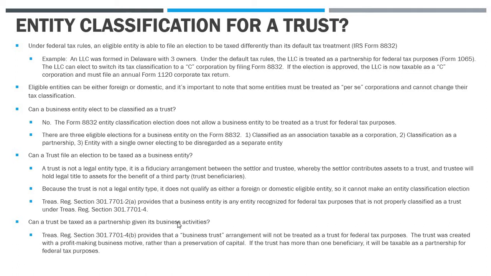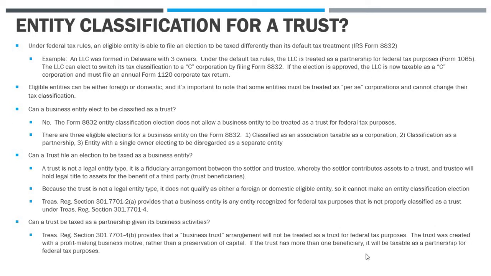Now, here's the one catch to all this. It is possible to have a trust that might be taxed as a business entity, but it can't necessarily elect that. So it's a bit of an odd kind of, I don't know if you want to call it a loophole. For example, with a partnership tax structure, if you have a business trust arrangement, Treasury Reg 301.7701-4(b) provides that a business trust arrangement is not going to be treated as a trust for tax purposes, but instead it would be perhaps a partnership if it had multiple beneficiaries. Now, why would that happen? Well, trusts are created for the preservation of capital. They are not supposed to be engaged in any kind of business activities. So if you have a business trust arrangement here, you have a trust that was created with a profit-making business motive rather than that preservation of capital. And so because the intent and principal purpose of the trust is to be engaged in business, you don't get trust treatment.